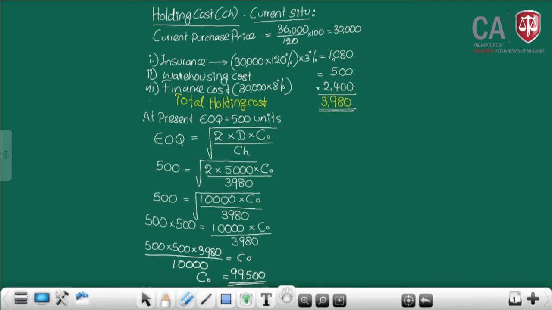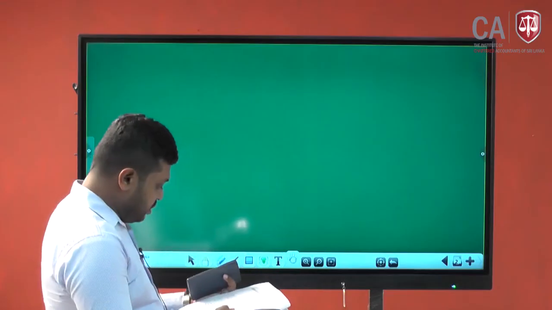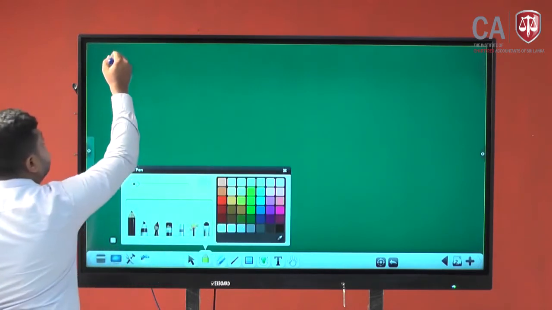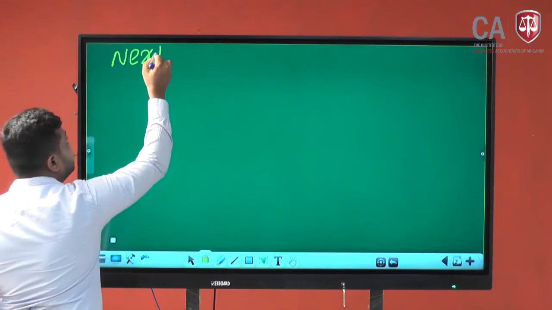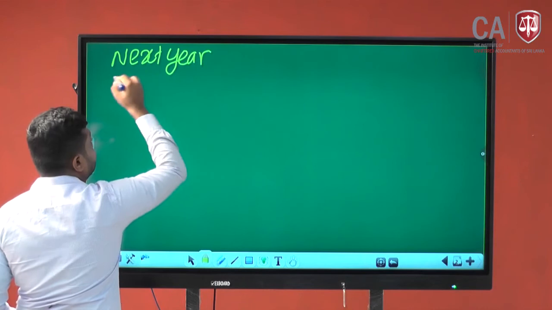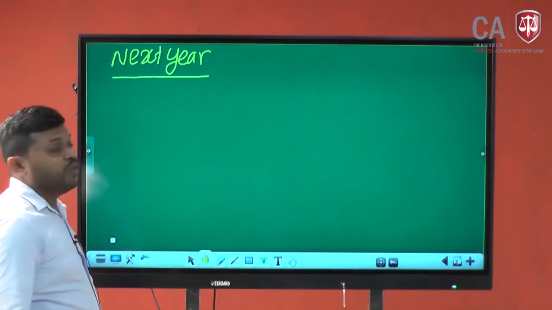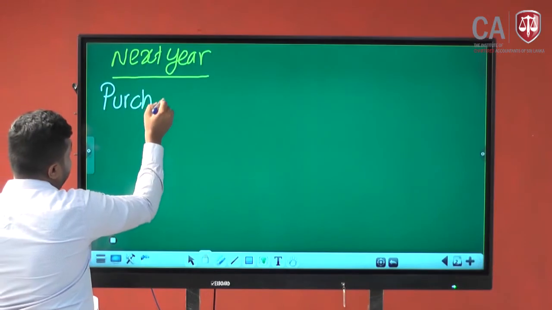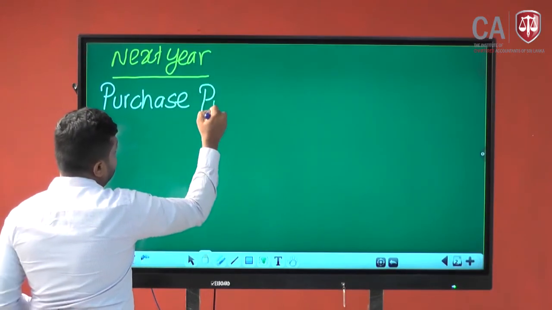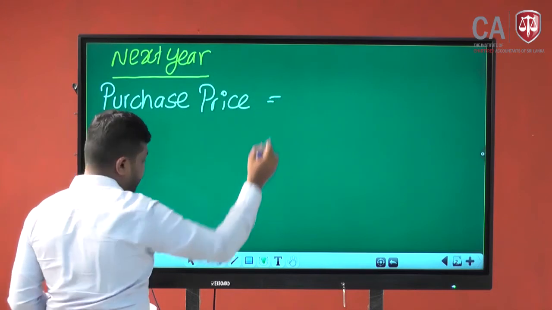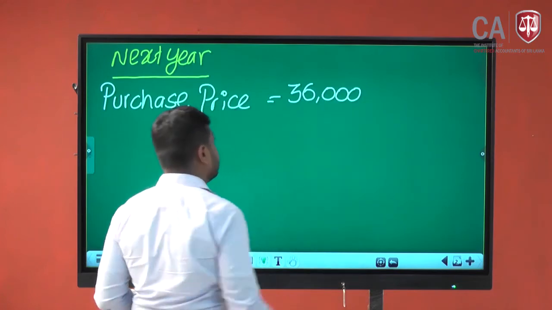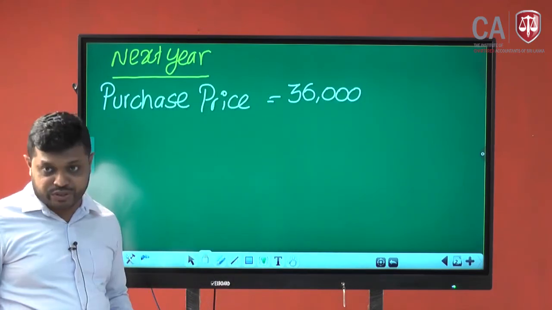I will take another sheet. Next year, when we deal with next year, the purchase price per unit is 36,000.